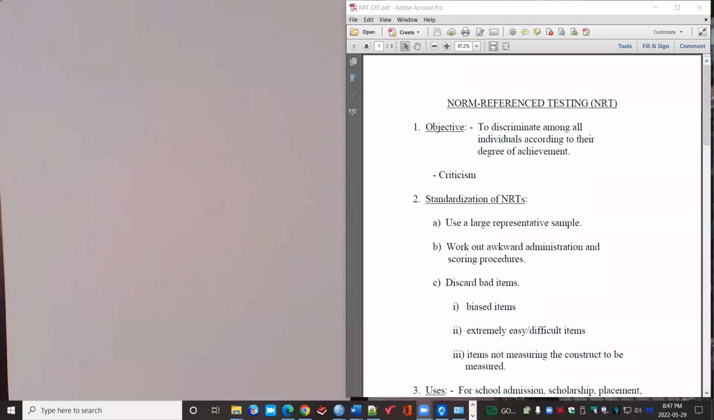Norm reference testing, NRT. Later on, we'll talk about CRT, criterion reference testing. Now, with respect to score referencing, norm reference scoring assumes relative meaning, while criterion reference scoring assumes absolute meaning. So let's take a look at norm reference test.